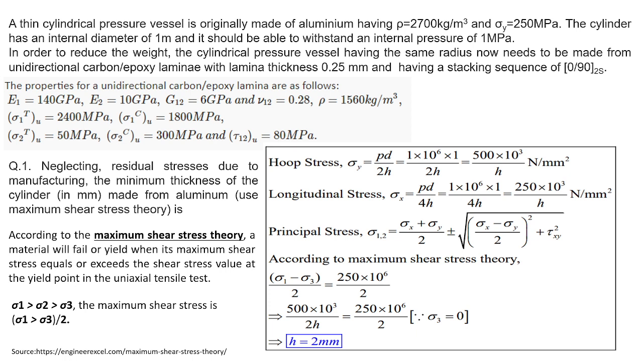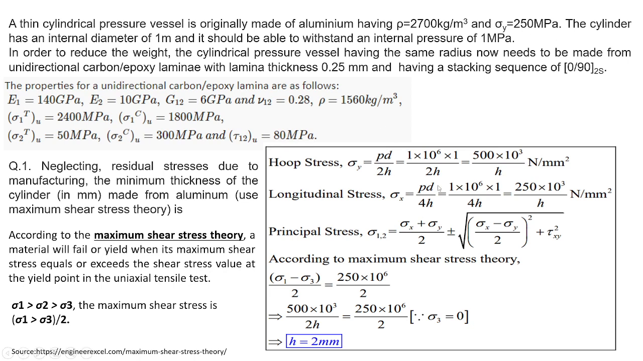Now this is the formula of the principal stresses, sigma 1 and 2, that you can find. We already know this equation. Now comes the maximum shear stress theory. According to the maximum shear stress theory, a material will fail or yield when its maximum shear stress equals or exceeds the shear stress value at the yielding point in the uniaxial tensile test. In the question, the yield stress is already given, that is 250 megapascal.